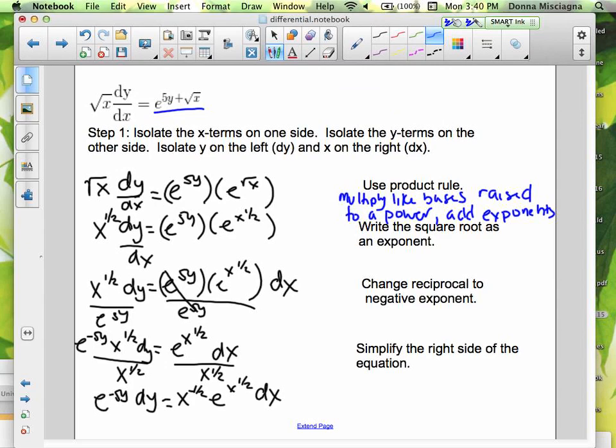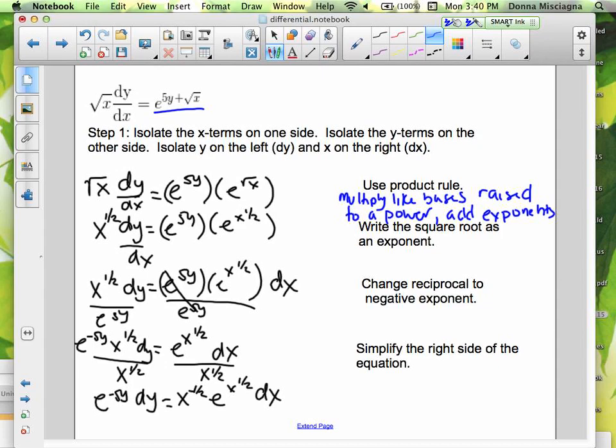All right, so I did move the dx, it looks like, in my next line. The order you do some of these things in really doesn't matter. It doesn't matter if I move the y terms first or I move the dx first, so long as, in the end, the y's are on one side, the x's are on the other side, and you don't do anything you're not allowed to do.